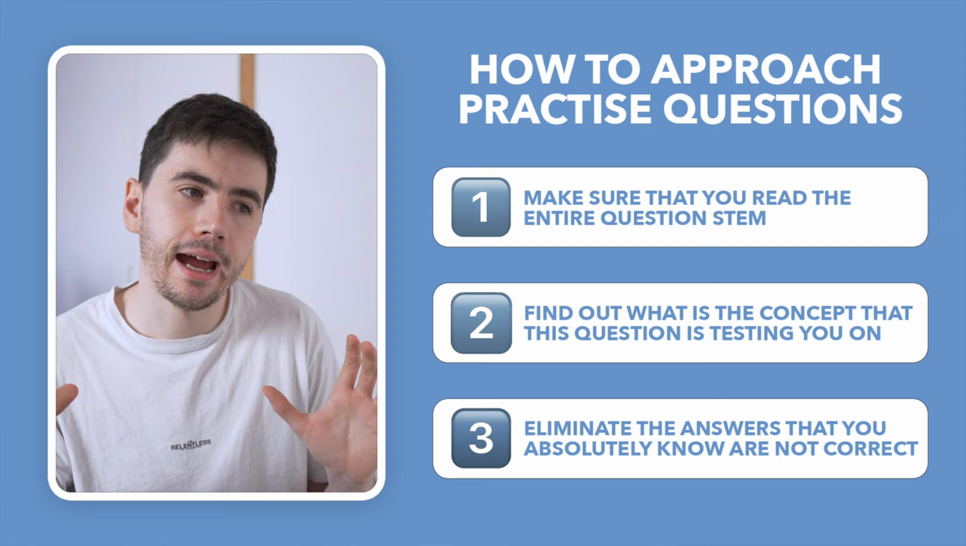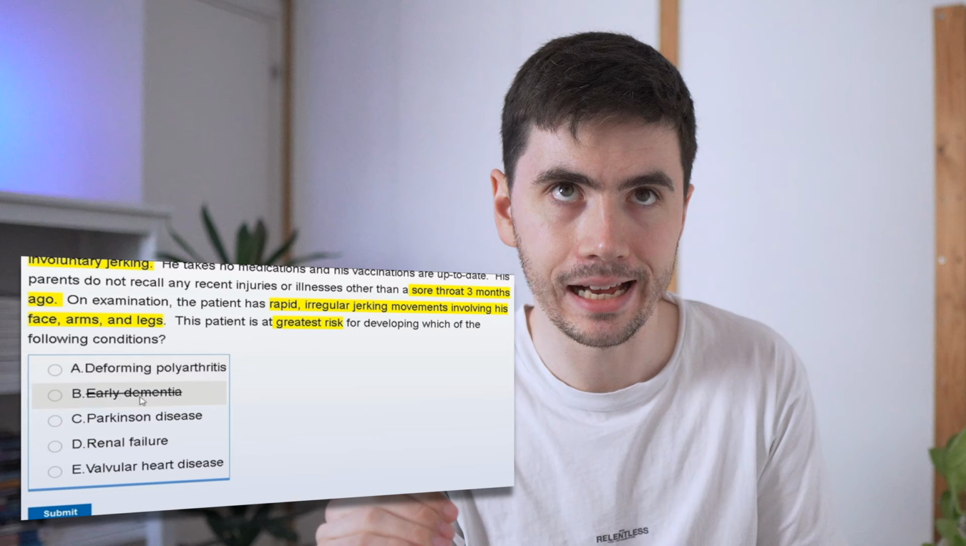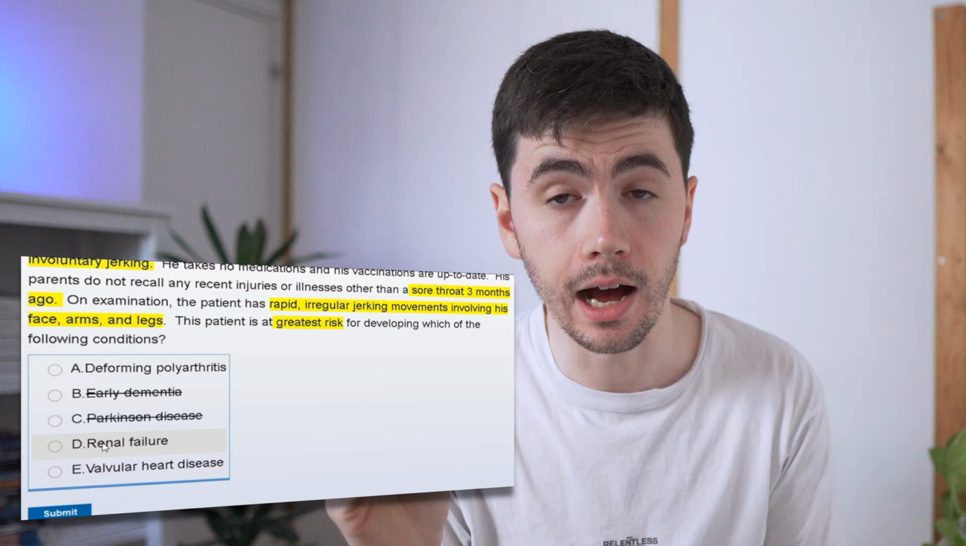Number three is you really have to read all of the answer choices. And the first thing you need to do is eliminate the answers that you absolutely know are not correct. Once you get those down, usually you should be able to get it to a 1 in 3 or a 1 in half. That gives you a really good chance to rule out options and improve your chances.